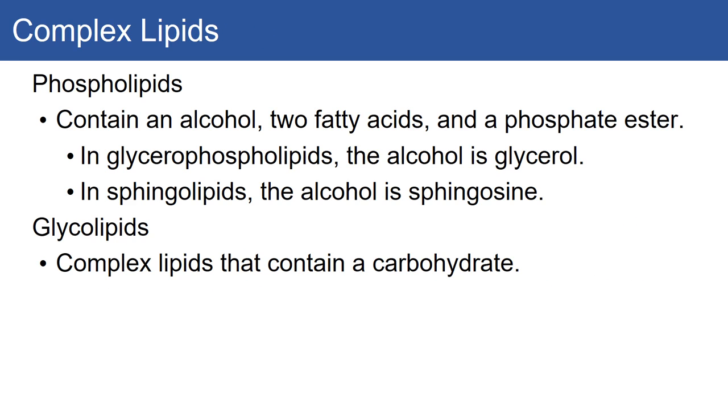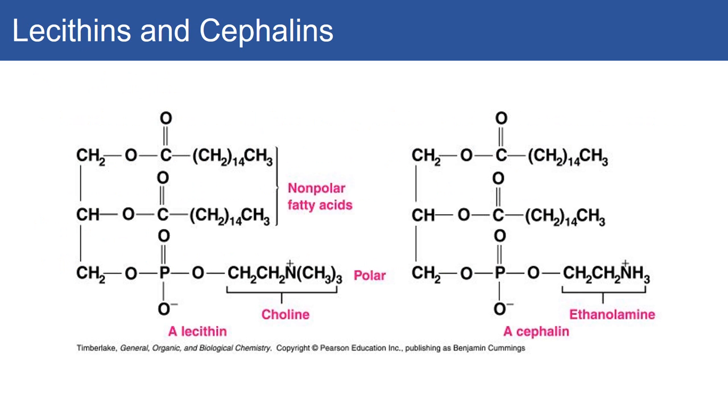So complex lipids. There are two main kinds. We'll talk about the ether lipids as well, but the complex lipids have two main kinds. Phospholipids, which contain an alcohol, two fatty acids, and a phosphate ester. In glycerol phospholipids, the alcohol is a glycerol. In sphingolipids, the alcohol is a sphingosine. In glycolipids, we have complex lipids that contain a carbohydrate. That's what the glyco means, and you'll definitely want to know that and how that impacts things for the exam.